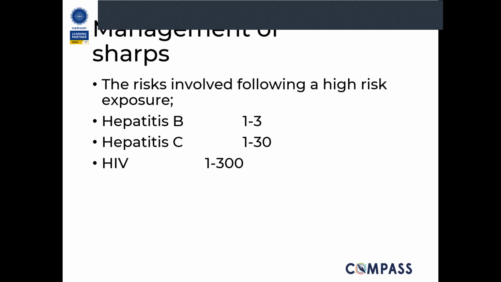Sharps, typically, if they have vaccination programs, they might have hepatitis vaccinations to try and control that, but you can see there the risks that are associated with higher risk exposure. So hepatitis B is a chance of 1 in 3 if you get a sharp injury. The chance of picking up hepatitis C is 1 in 30 from a sharps injury, and then finally 1 in 300 for HIV.